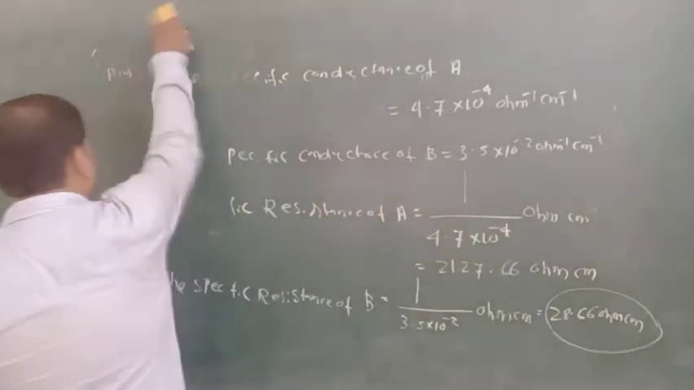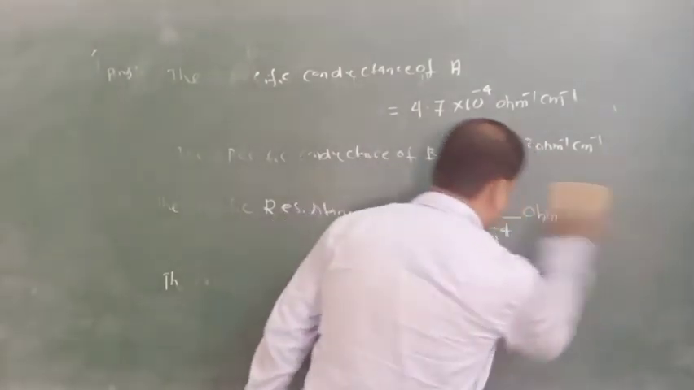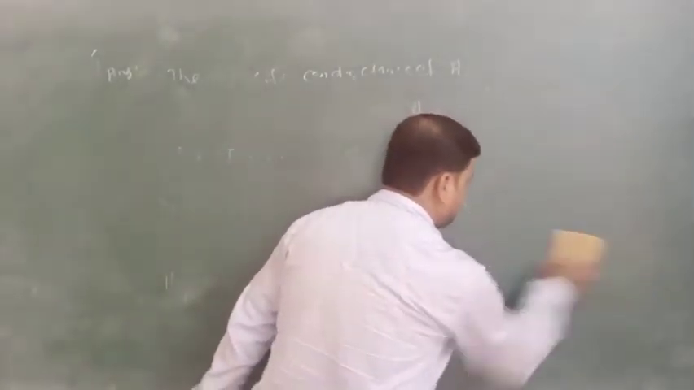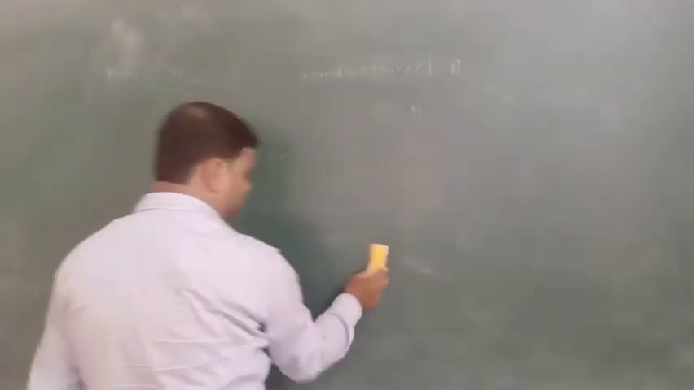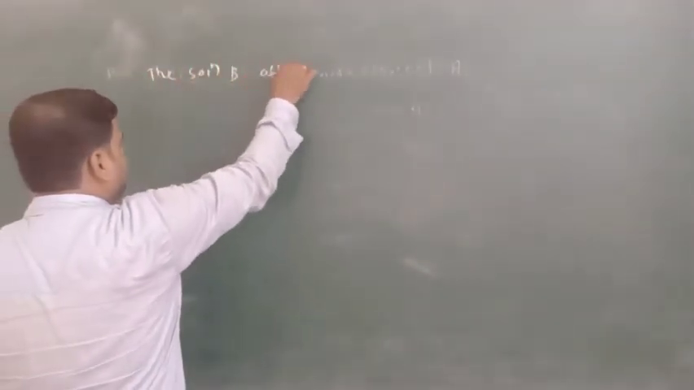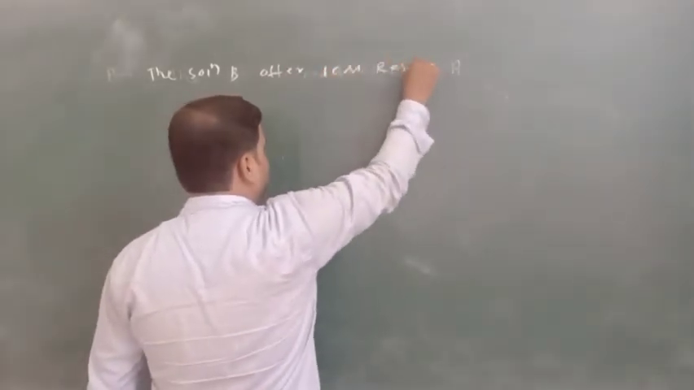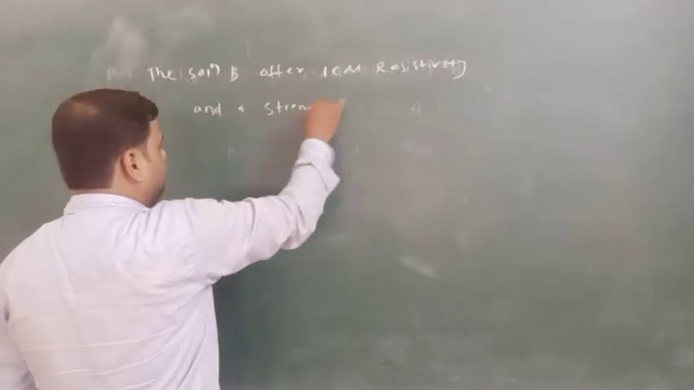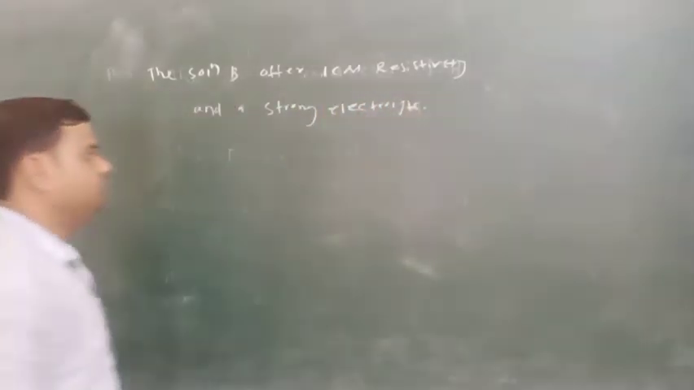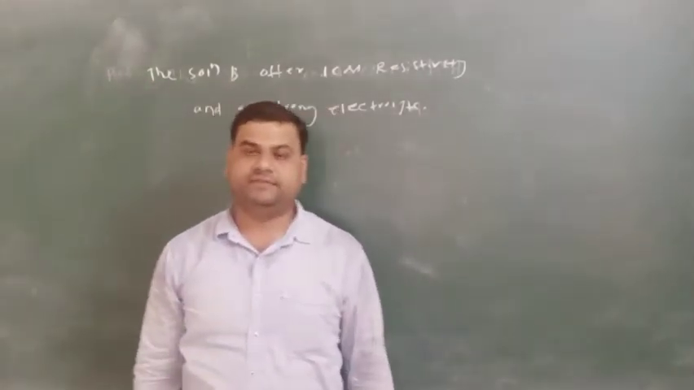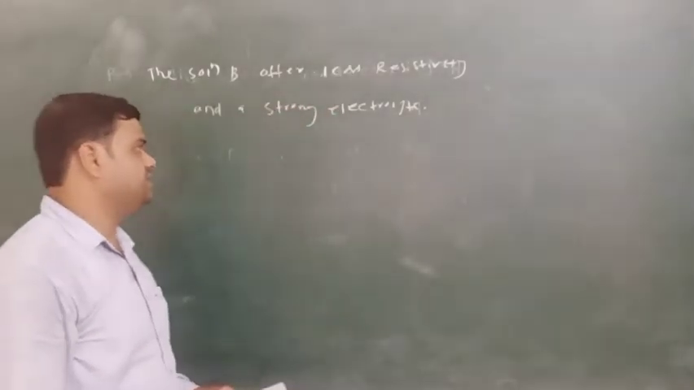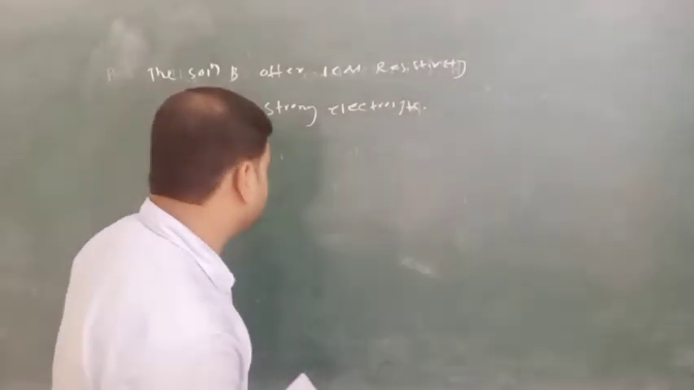So we can write: the solution B offers less resistivity and is a strong electrolyte. We have done the comparison between the A and B electrolytic solutions, and the B solution has less resistivity and less resistance, and it is a strong electrolyte.